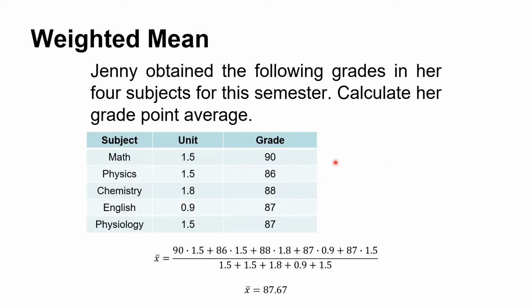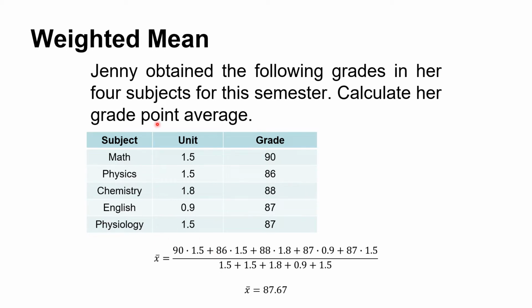Besides the arithmetic mean, there are also other means such as the weighted mean. According to the example below, Jenny obtained the following grades in her subjects for this semester. Calculate her grade point average. You list all the subjects, then the units for each subject, as in the credit hours, and the grade.